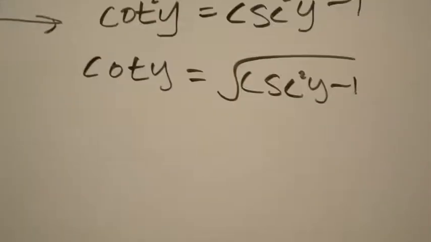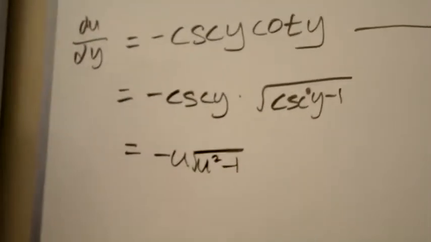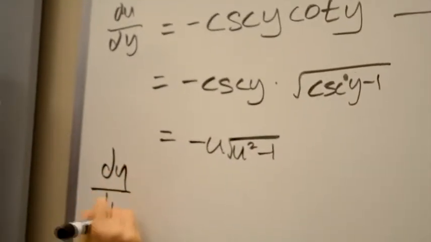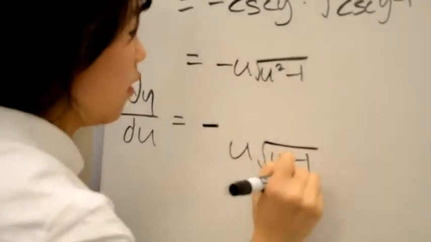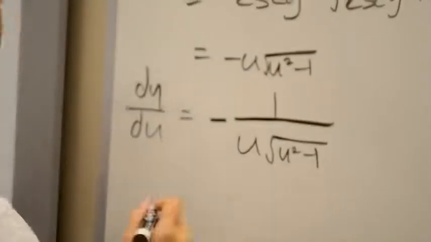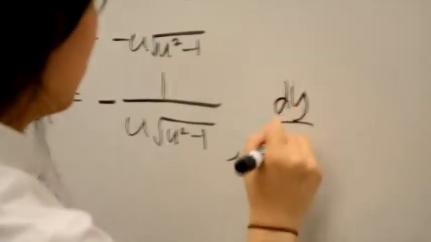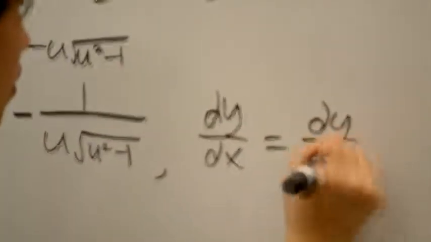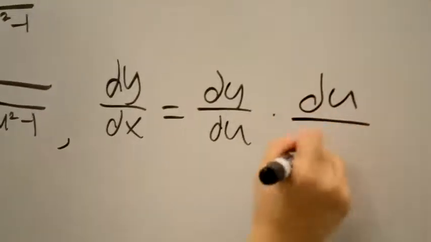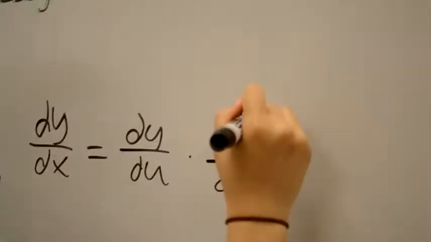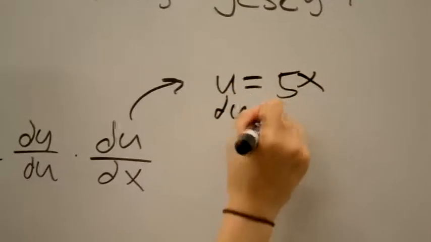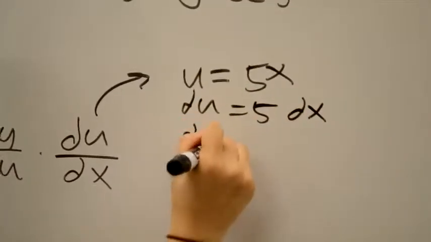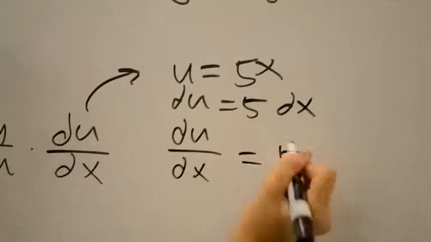So we have negative cosecant y times that whole chunk that we just got. And then we're going to put u in it. In this case, cosecant y would be u. And we're going to flip it over to get dy/du. It's just flipping du/dy to dy/du, so you get the reciprocal of it. And then we're going to multiply by du/dx to get dy/dx, which is going to be 5.